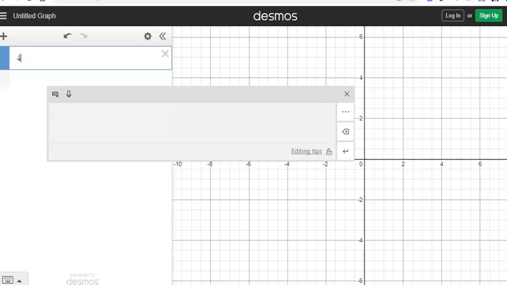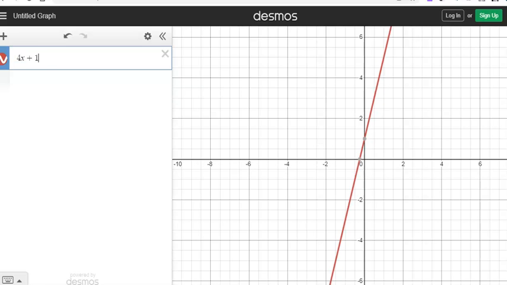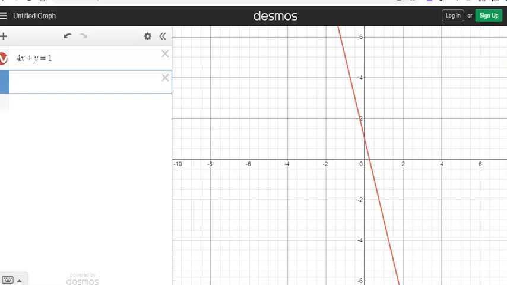So the first one was 4x plus y equals 1. So that red line is that equation, 4x plus y equals 1. The other one is x plus 2y equals 9. So that's the blue line. Where those two intersect is the actual solution to that.